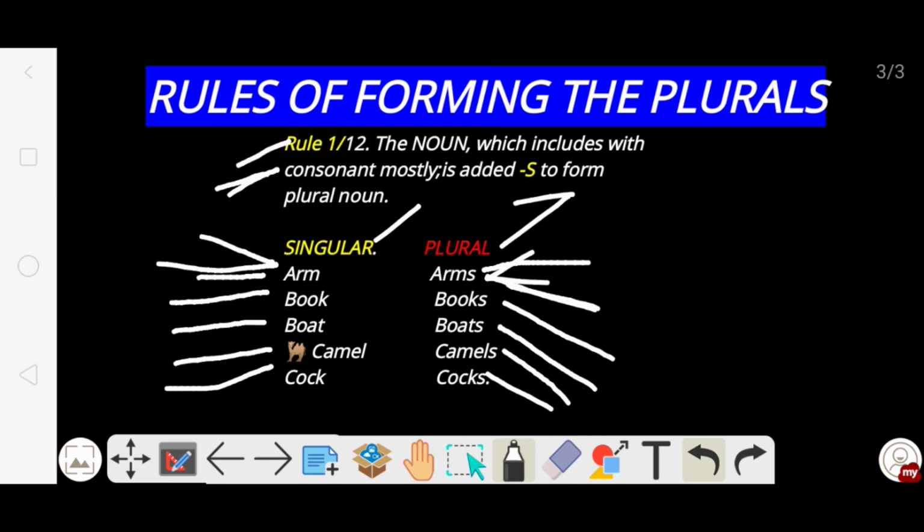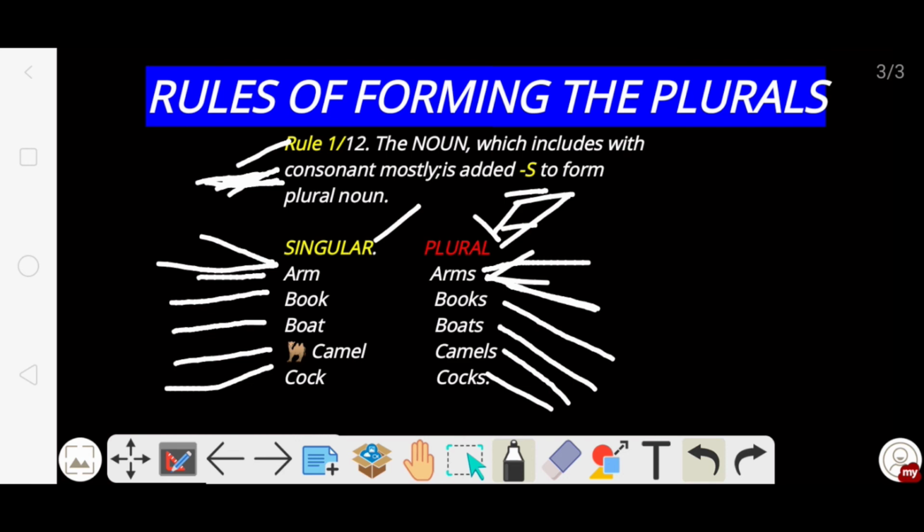We have to be very careful about what rule number 1 says. The noun or word which ends with a consonant, we add s at the end of the word while making the plural form from the singular form.